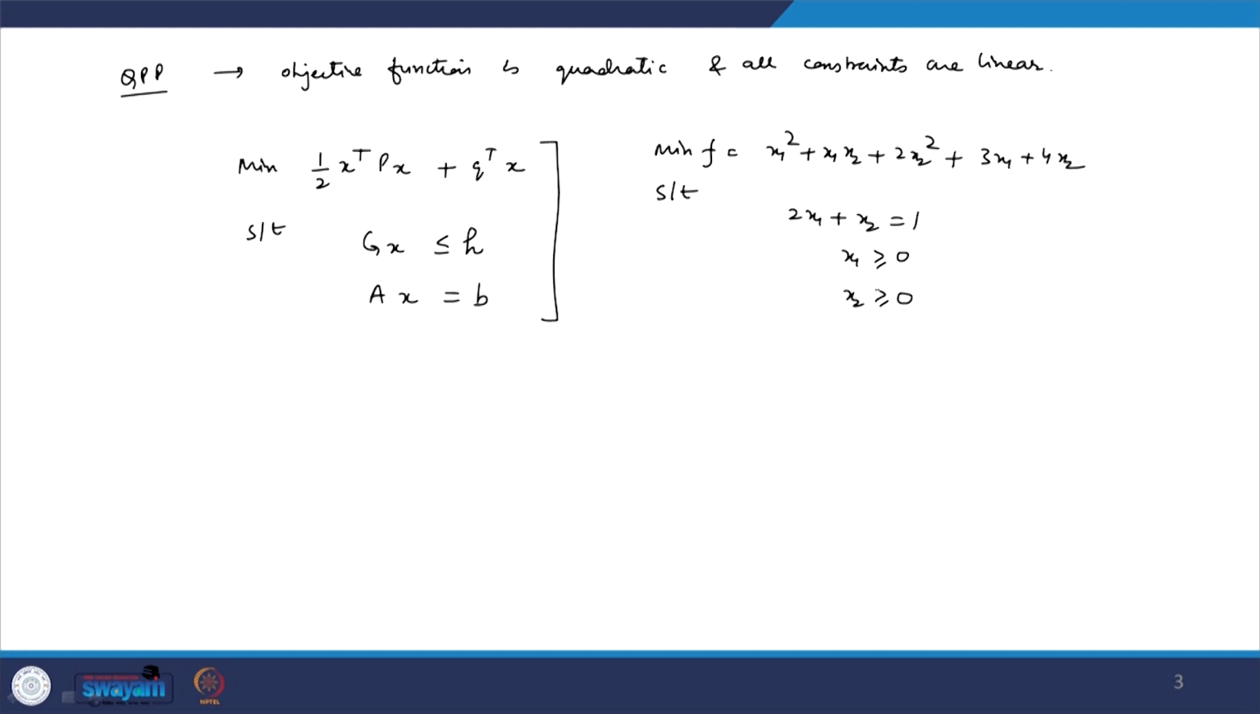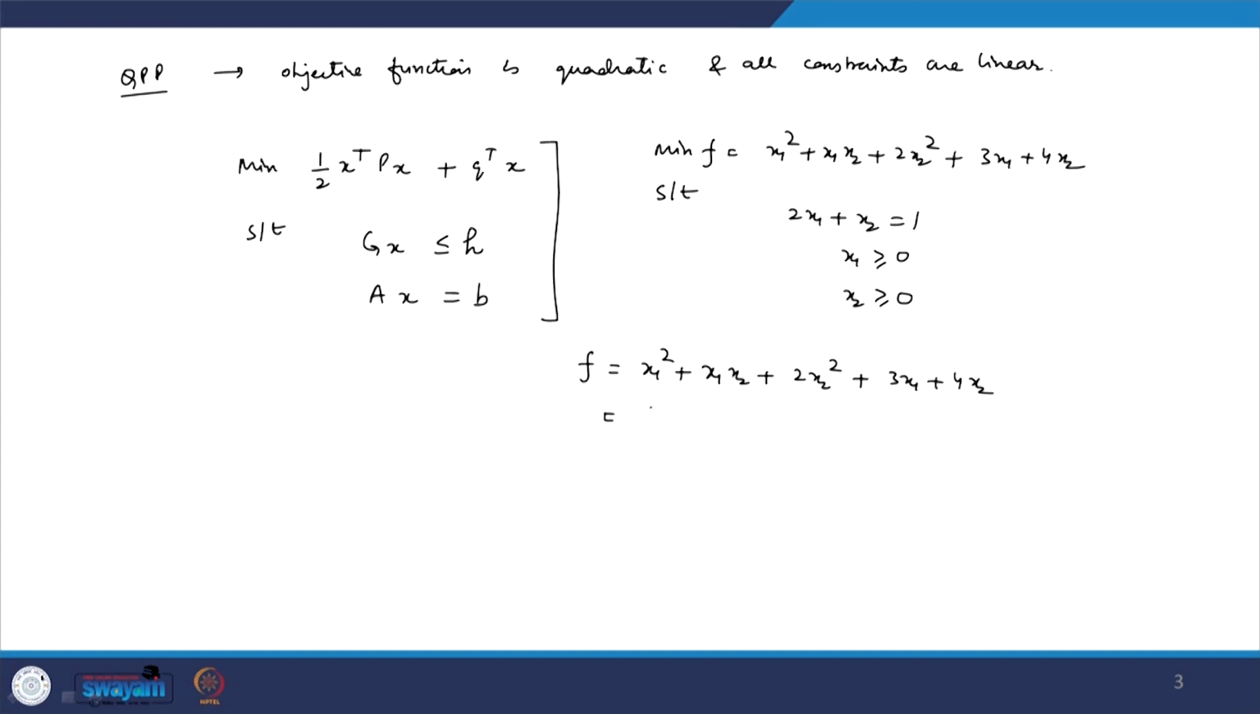So, first of all, how will you find the objective function in this format? The objective function f here is x1 square plus x1 x2 plus 2 x2 square plus 3 x1 plus 4 x2.